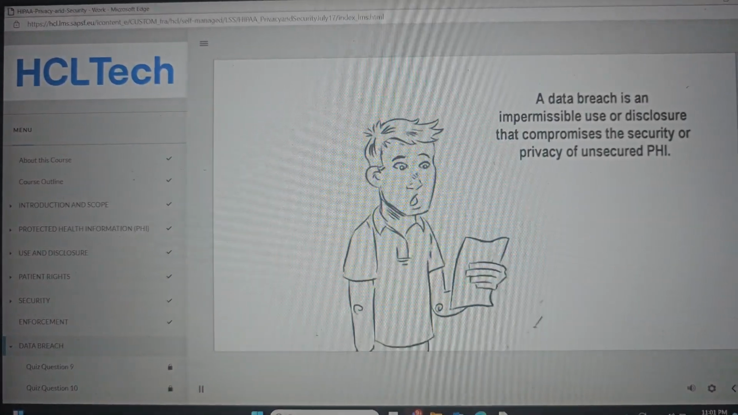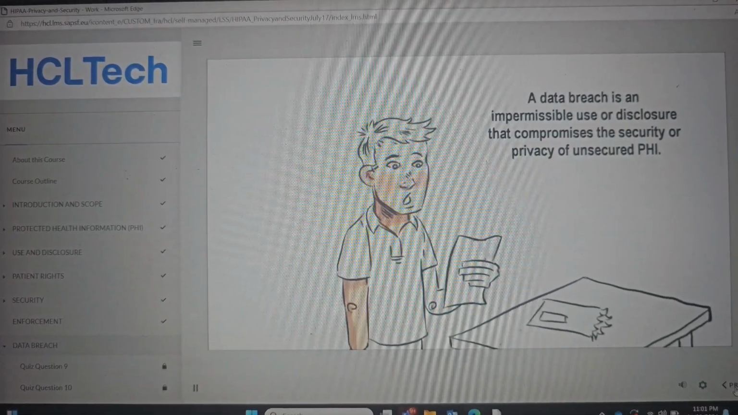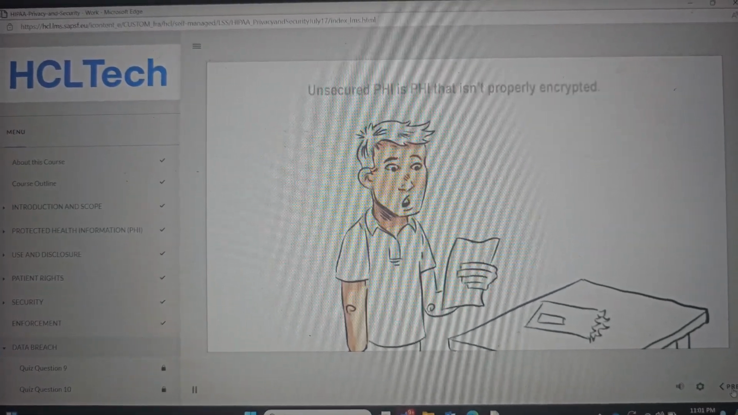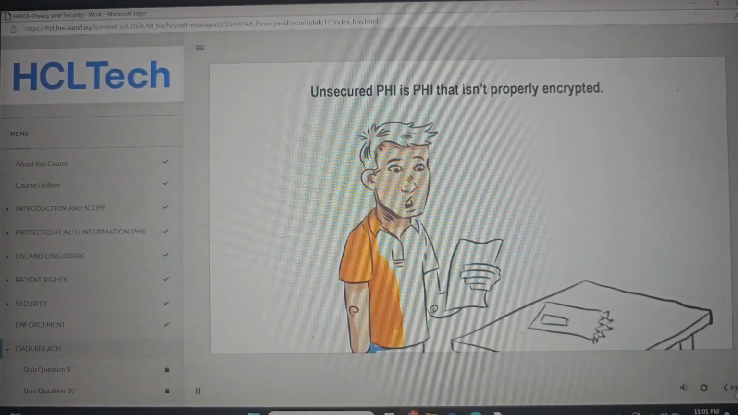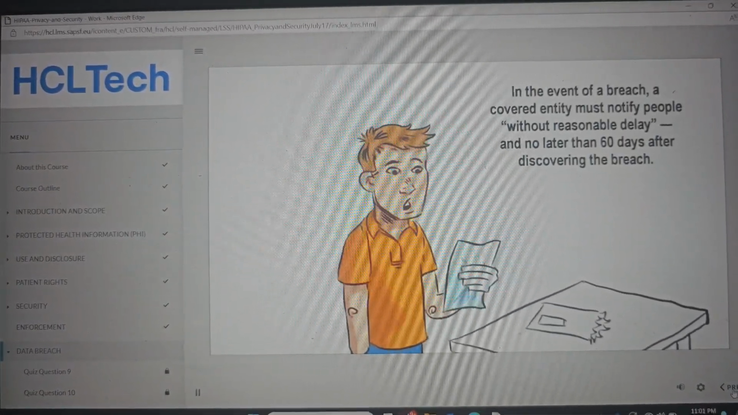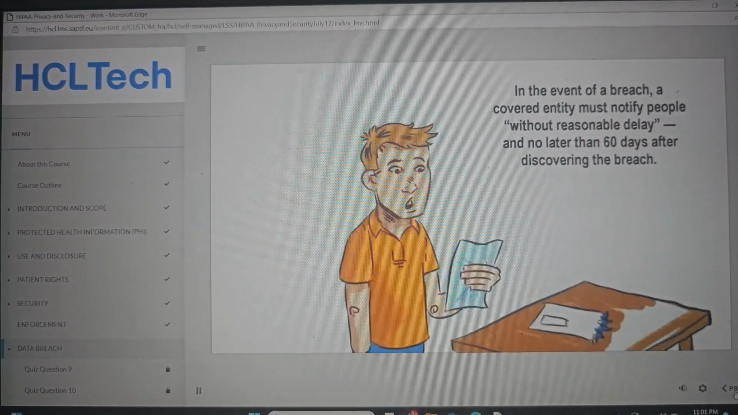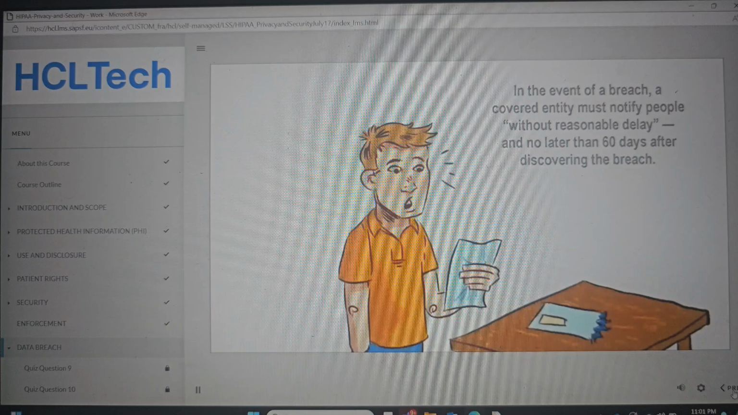A data breach is an impermissible user disclosure that compromises the security or privacy of unsecured PHI. Unsecured PHI is PHI that isn't properly encrypted. In the event of a breach, a covered entity must notify people without reasonable delay, and no later than 60 days after discovering the breach.